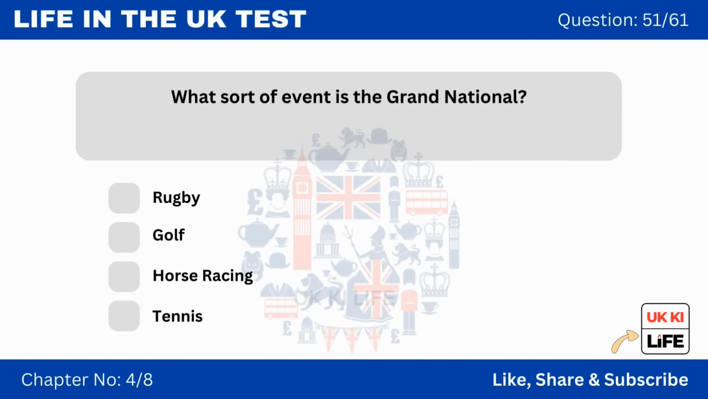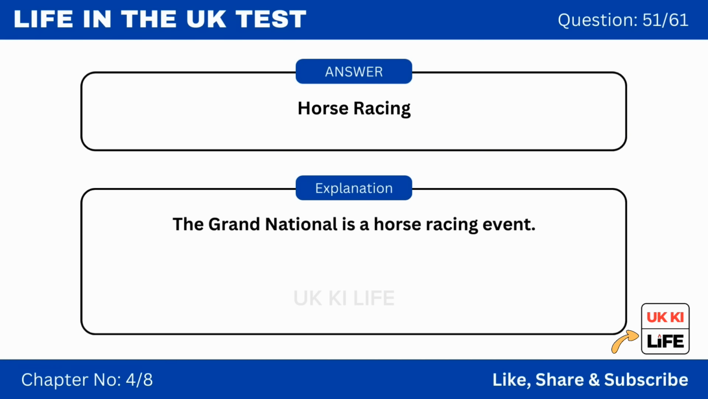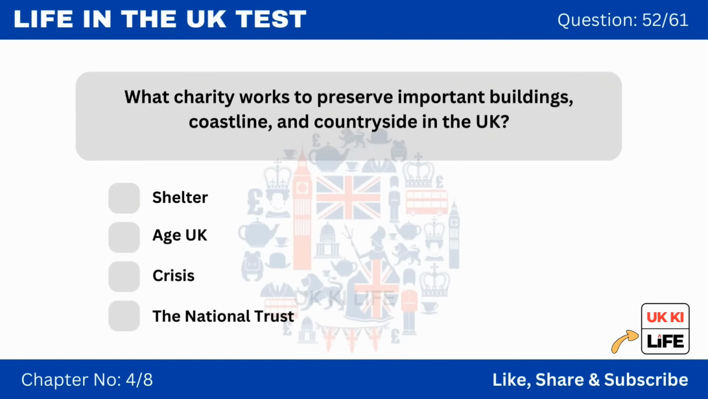The correct option is C. Explanation. The Grand National is a horse racing event. Question 52. What charity works to preserve important buildings, coastline, and countryside in the UK? Shelter, Age UK, Crisis, the National Trust.